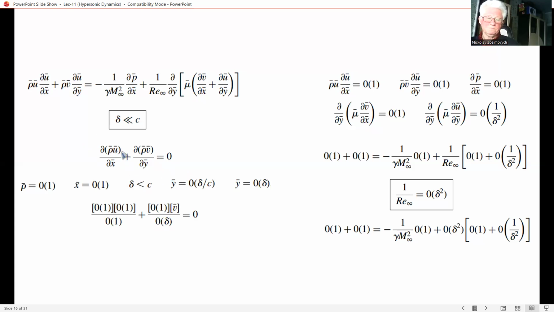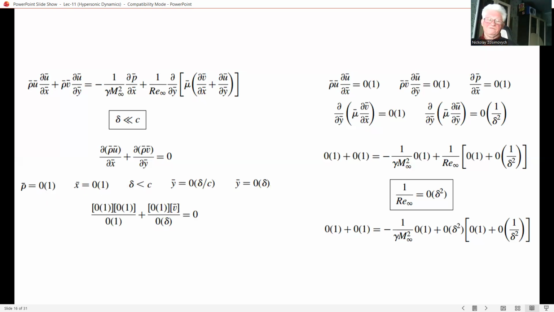Because u varies from 0 at the wall to 1 at the edge of the boundary layer, let us say that u hat is of the order of magnitude equal to 1, symbolized as O(1). Similarly for rho, O(1). Also, because x varies from 0 to c, x will be of this order.